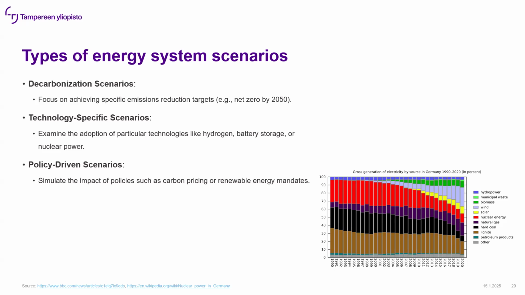So of course, when the decision was made, then the energy system modelers started to make models on how that could be, how the effect could be mitigated.